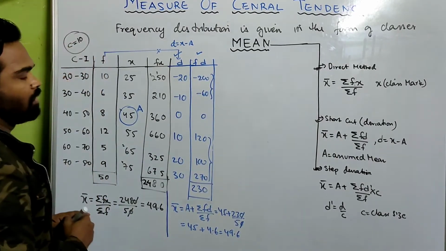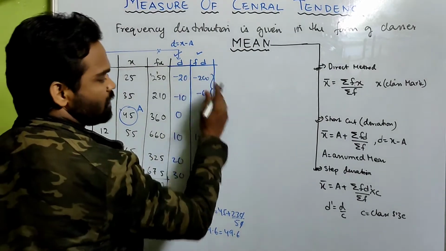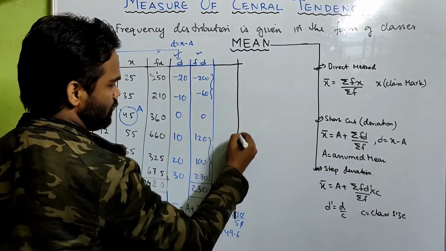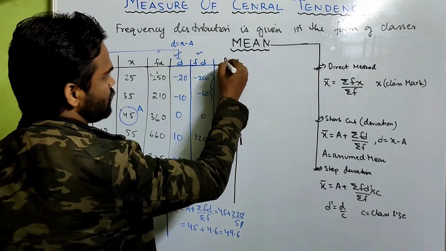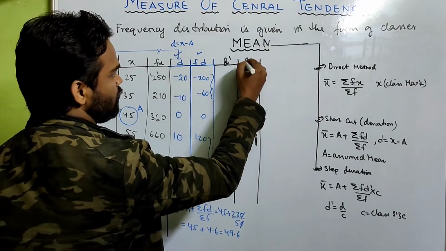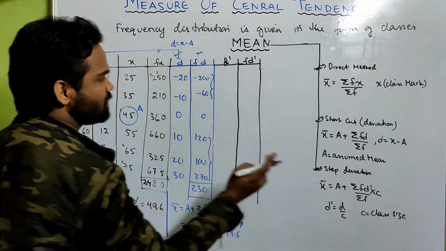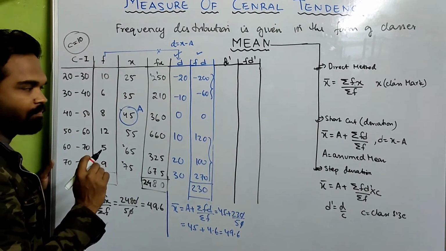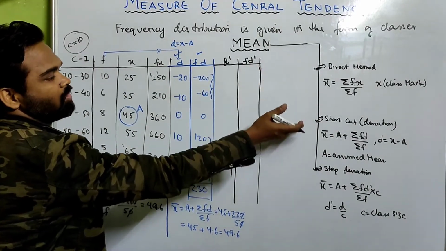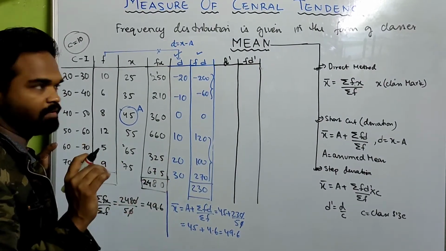Now let us see the step deviation method. In step deviation method we need D dash. So make a new column, D dash and F D dash. D dash is D by C. C over here is 10. See, the calculation becomes easier when you move from direct method to shortcut method. From shortcut to step deviation, the calculation becomes easier.